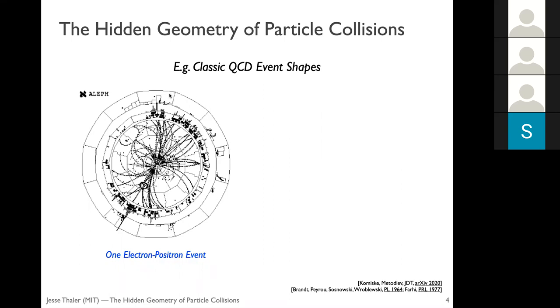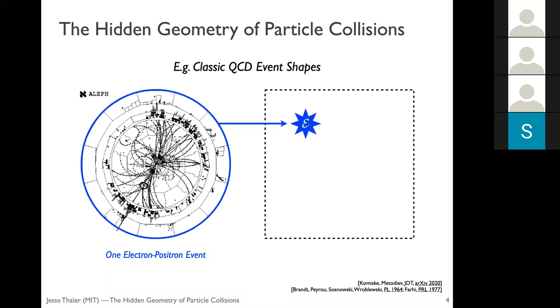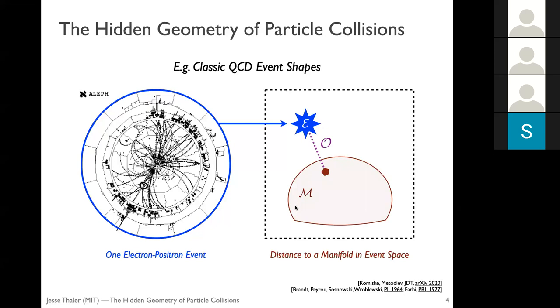So for example, we have this collision event taken from the ALEPH detector. This will get mapped in this geometric language to a single point in an abstract space. Then we're going to understand that event shapes like thrust can be thought about as the distance of closest approach to a manifold in this abstract event space. In fact, a number of things that we're familiar with in our understanding of QCD and collider physics have a manifestation as geometric quantities in this abstract space. And that's what I want to explain to you in this talk today.